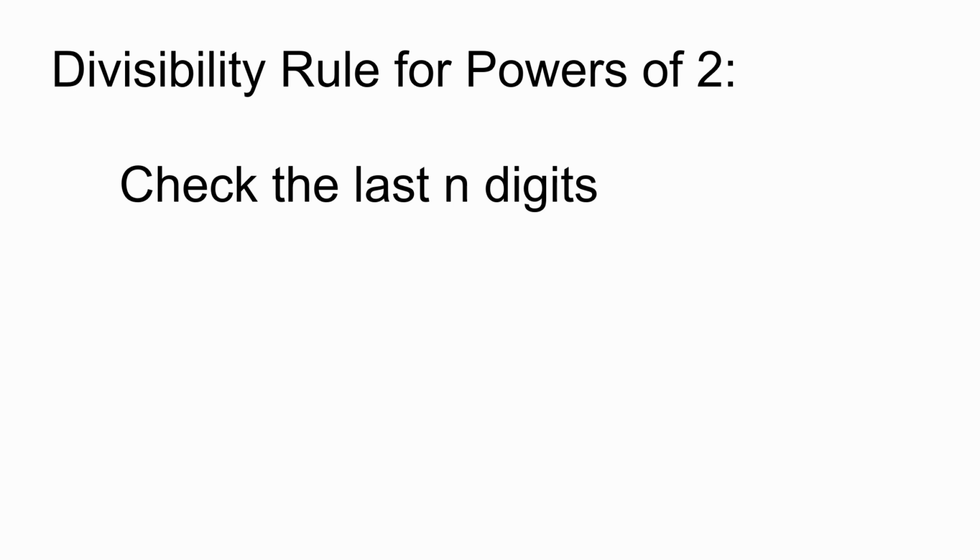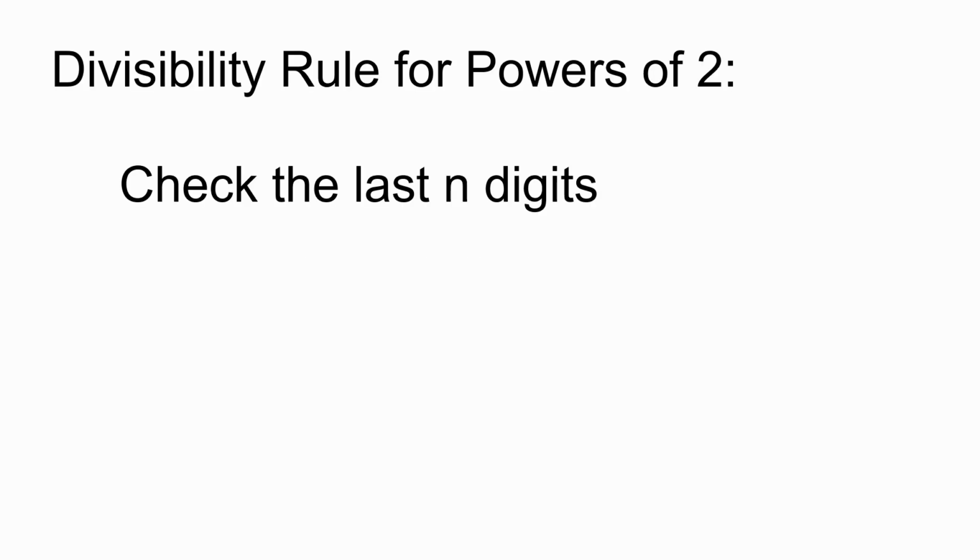So, divisibility rules for powers of 2. You might know this to be just check the last n digits for divisibility, but it doesn't quite help when you have a 5-digit number and are trying to check divisibility by 32. So let's try to do a little better, but first let's start with why this divisibility rule works.